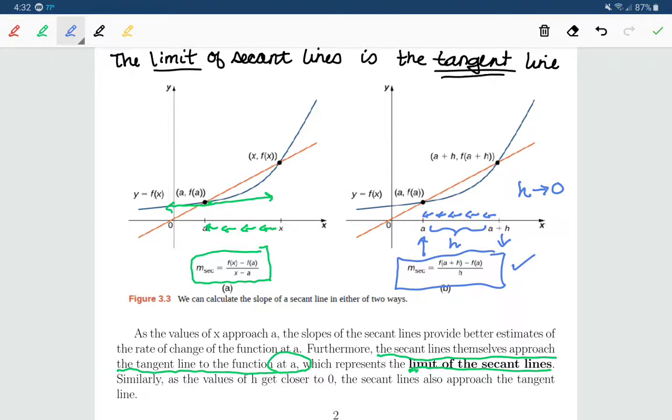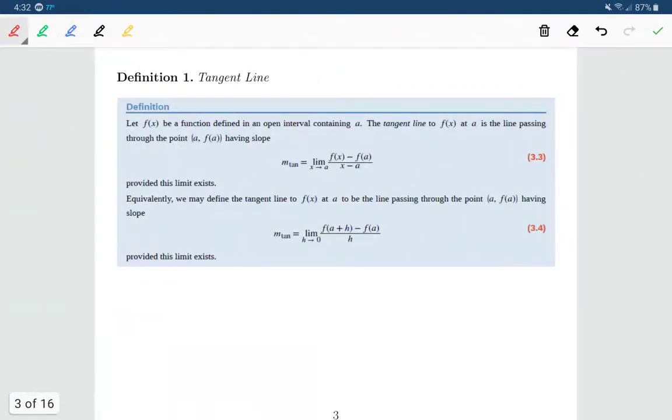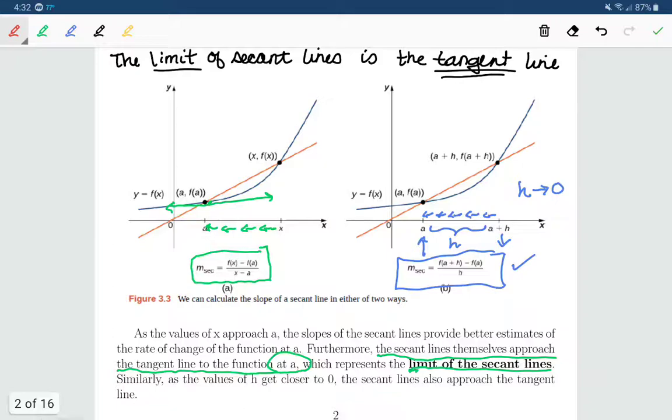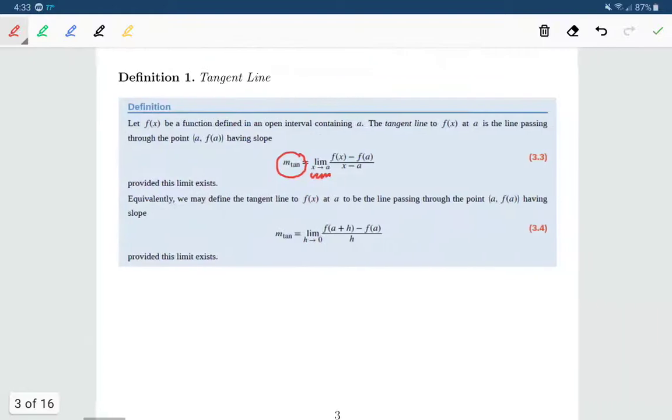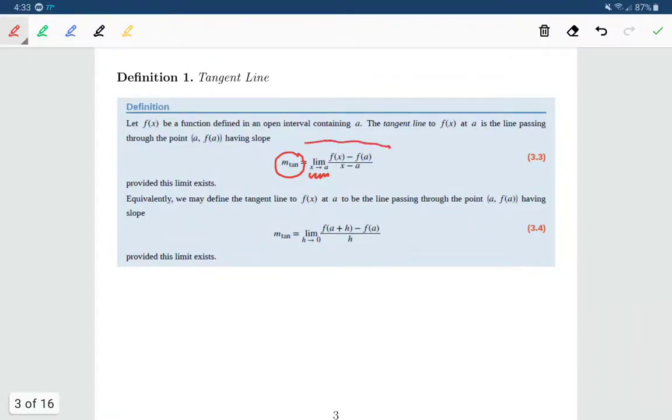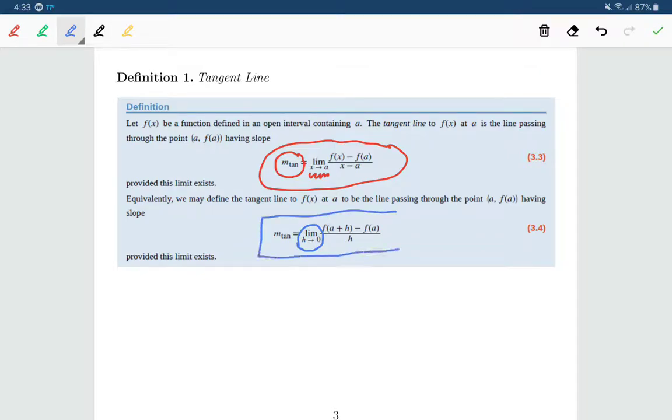Since the limit of the secant lines is the tangent line, then we can come to our formal definition of the tangent line. And again, it's using our two different notations. We say then that the slope of the tangent line is the limit as x approaches a of the difference quotient. Alternatively, we could use the other formula, and now we're letting h go to 0, but again, it's of the difference quotient.